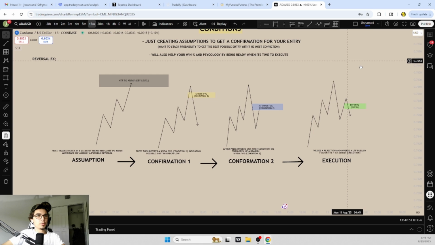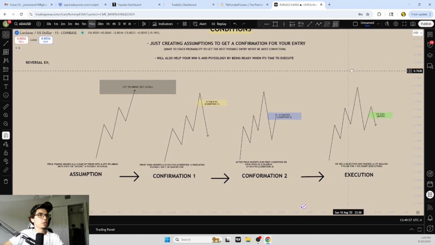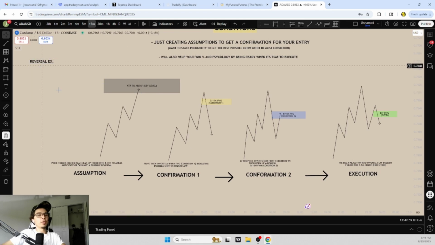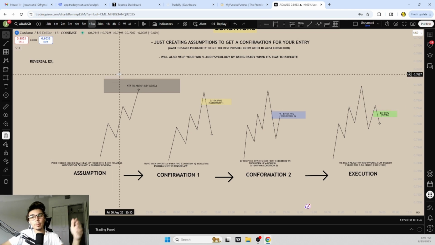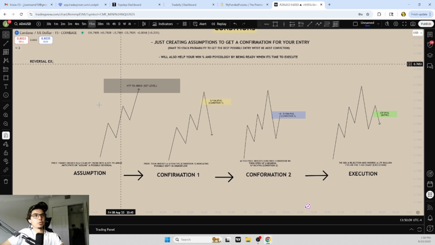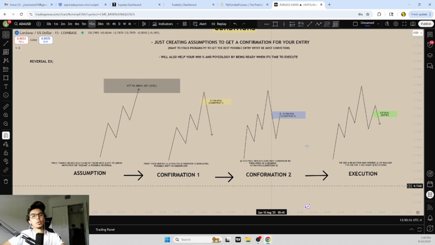Jumping into this example down here though, I'm pretty sure I made it pretty clear, right? So here is our normal reversal situation. This is where I typically use conditions the most, even though I use them for everything, but they help the most in reversal situations, right? So what is a condition? Well, it's essentially an assumption that you get confirmation from, so then you can execute, right?